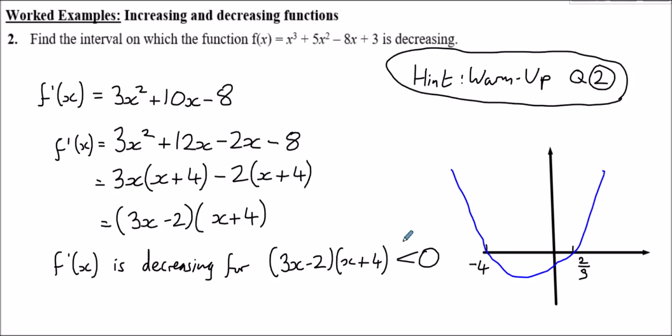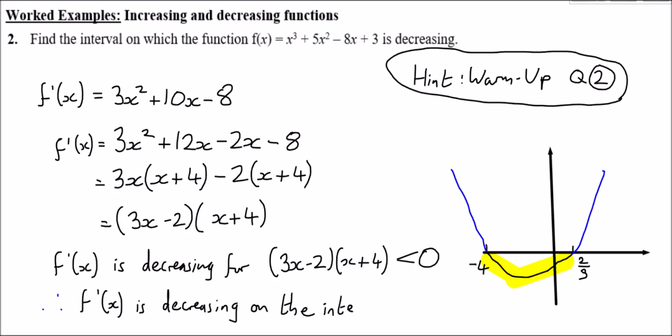So yeah, we want this to be decreasing when this is less than 0. And so it's going to be a decreasing function between these values of x. It's decreasing in between minus 4 and 2/3. So we can therefore say that f of x is decreasing on the following interval. And I'll show you about interval notation as well. It's decreasing on the interval, now we can use these square brackets and say minus 4 comma 2/3.